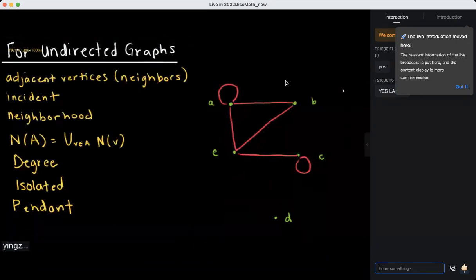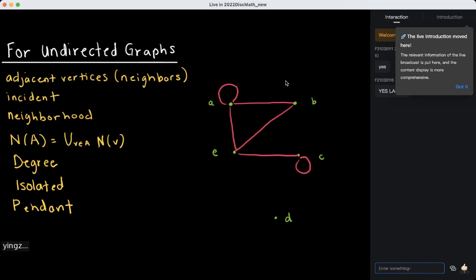So we're going to start by looking at some terminology that you need to understand, and this is specific to undirected graphs. We'll look at directed graphs in a few moments. The first is adjacent vertices, also called neighbors. This one's kind of a gimme. Adjacent vertices are vertices that are connected by an edge. So A and B would be adjacent, or neighbors, but B and C would not, because B and C are not directly connected by an edge.